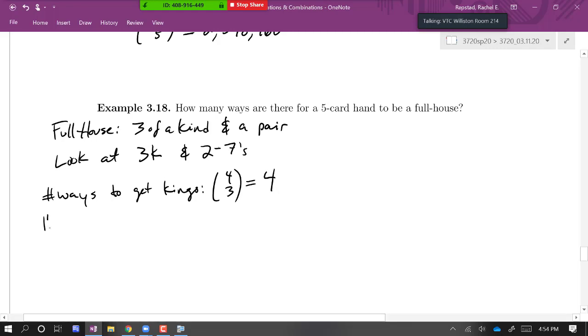What about the number of ways to get the sevens, to get those 2 sevens? What combination are we going to use there? 4 choose 2. And if you do that out, you'll find that you get 6.